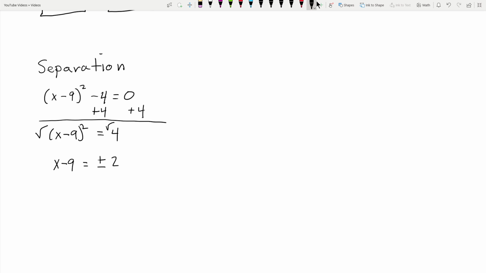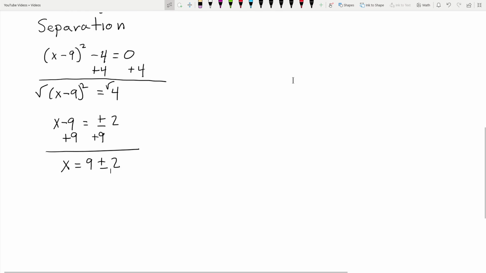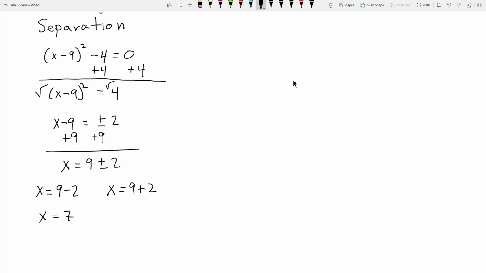And now I can separate my x out, right? I can add the 9 to both sides. And I get x equals 9 plus or minus 2. Now, because these are integers, even if they were rational numbers, I could actually find them. So I am going to find them. And we're going to split this up, right? So we get x equals 9 minus 2, and x equals 9 plus 2. So over here, x equals 7, and x equals 11.